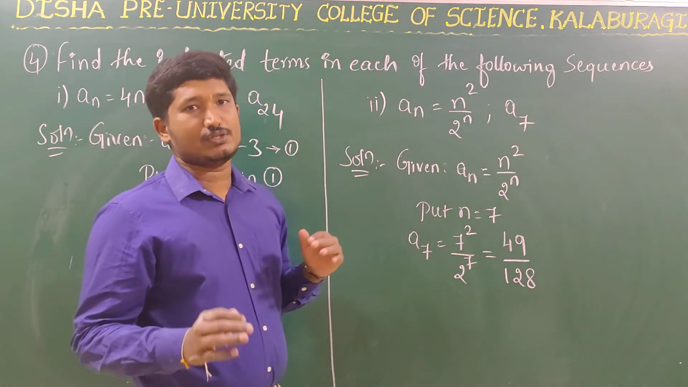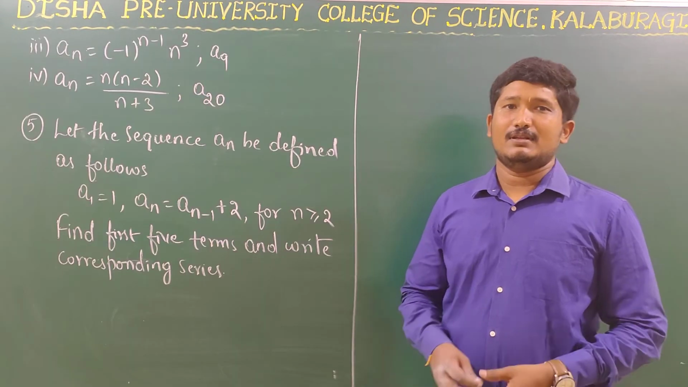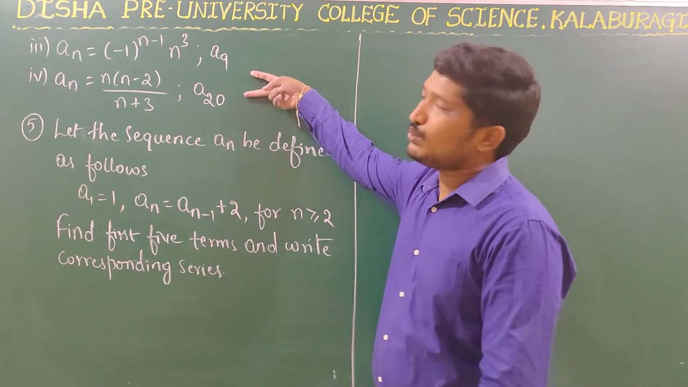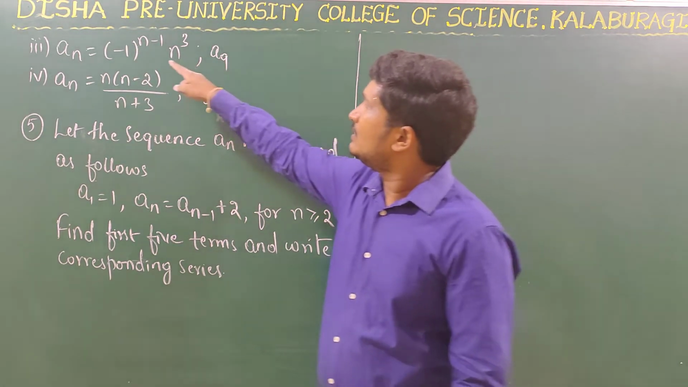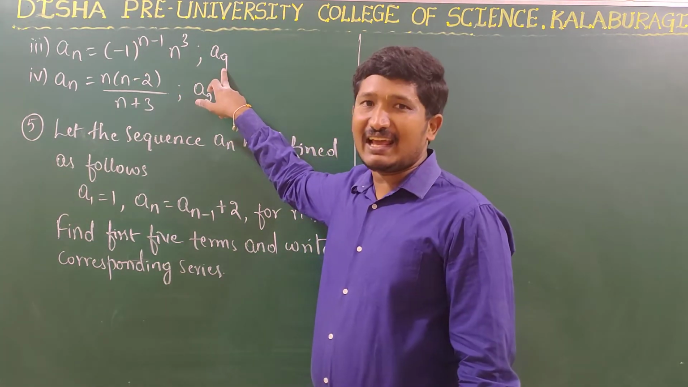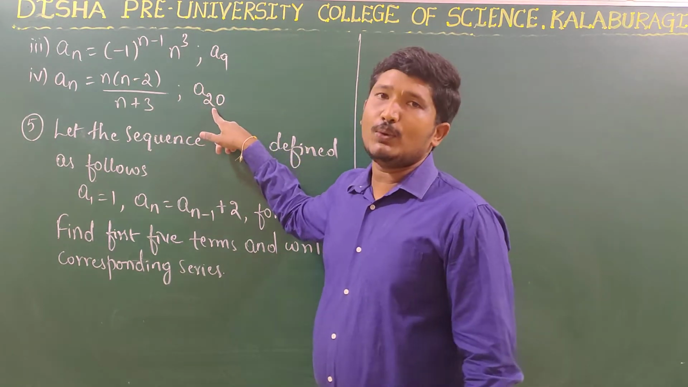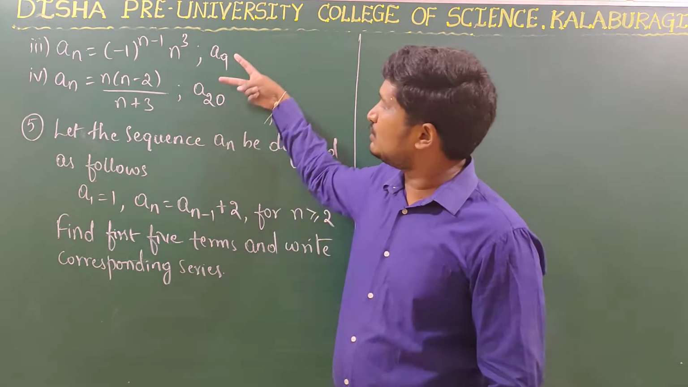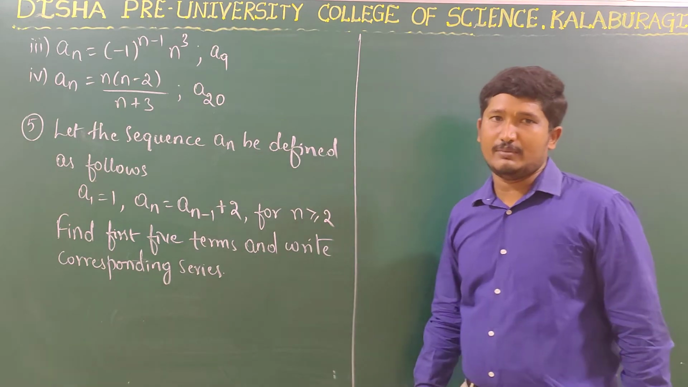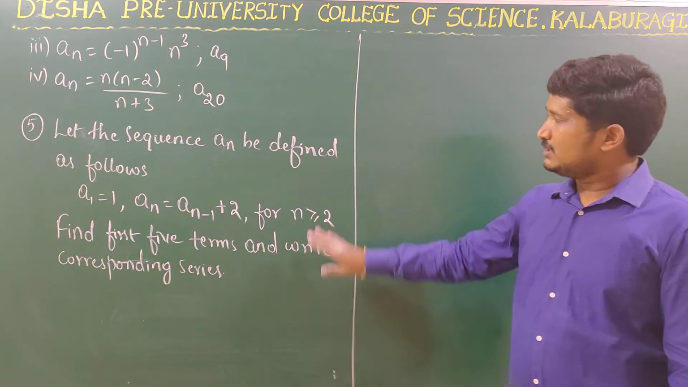So remaining 2 questions will be for the home assignment. Write them down. So these 2 questions will be for your homework. Here the sequence is given. You have to find out the 9th term of the sequence. In this question you have to find out the 20th term of the sequence. So these 2 will be for your home assignment. Now let us continue with the next question. See the 5th question.